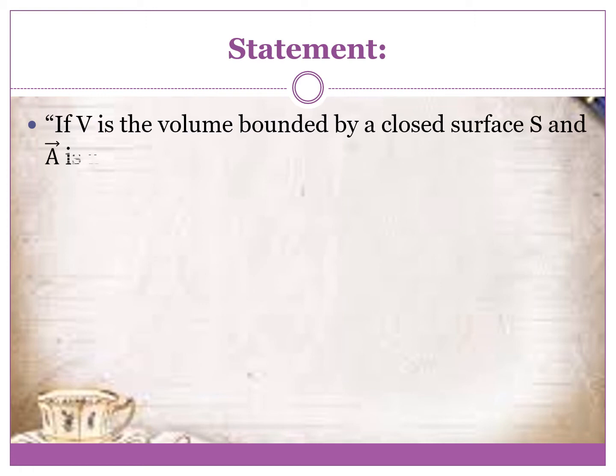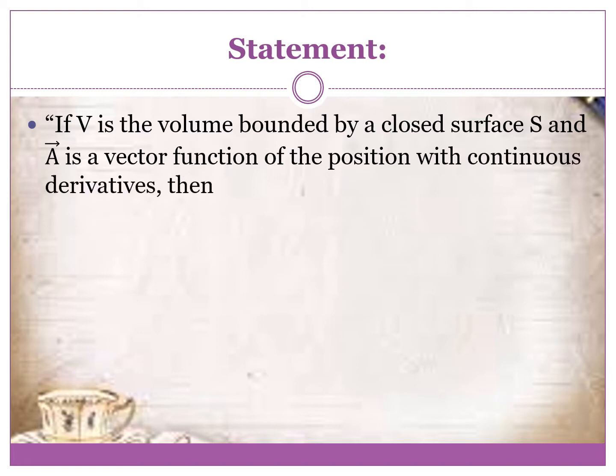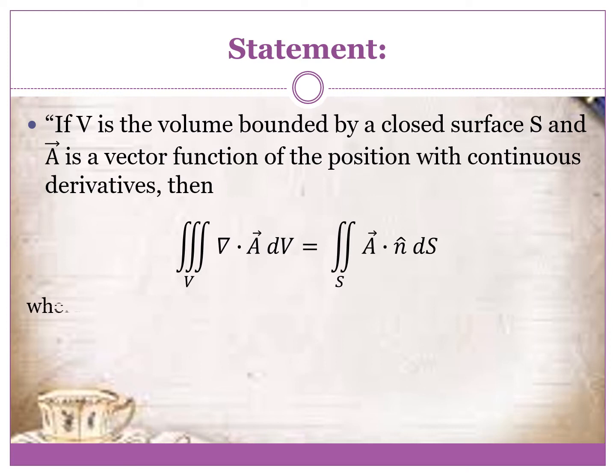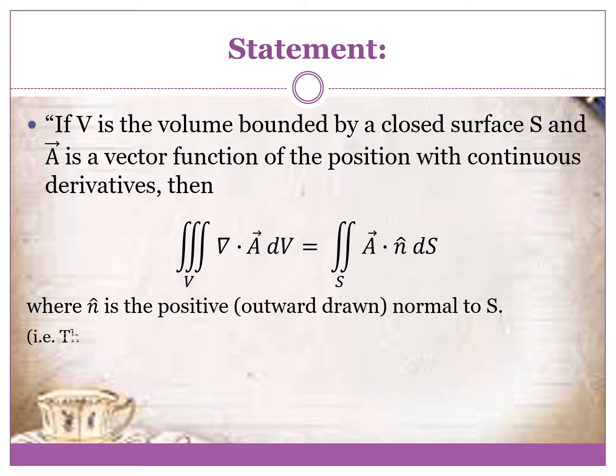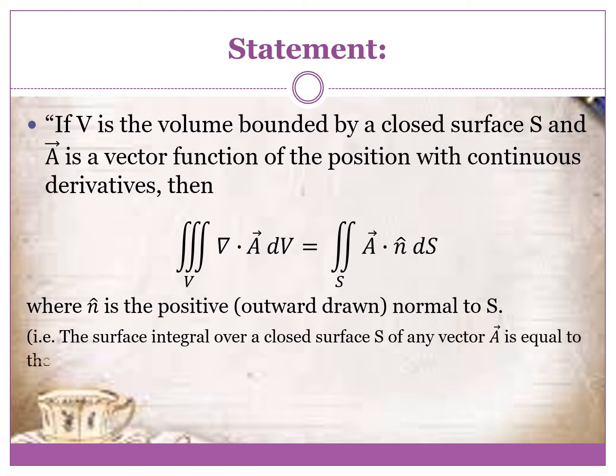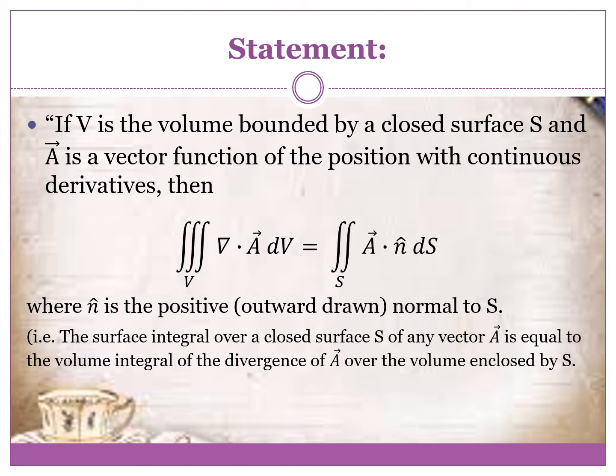Statement: if V is a volume bounded by a closed surface S and A is a vector function of position with continuous derivatives, then the volume integral of the divergence of vector A is equal to the surface integral of the net outward flux of vector A, where n is the positive outward drawn normal to S. That is, the surface integral over a closed surface S of any vector A is equal to the volume integral of the divergence of A over the volume enclosed by S.